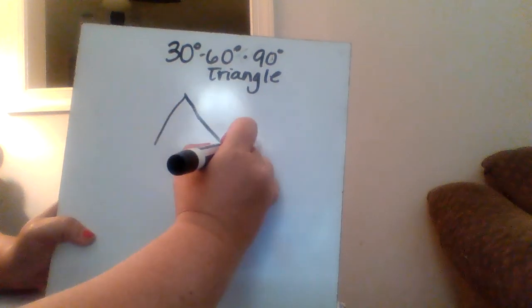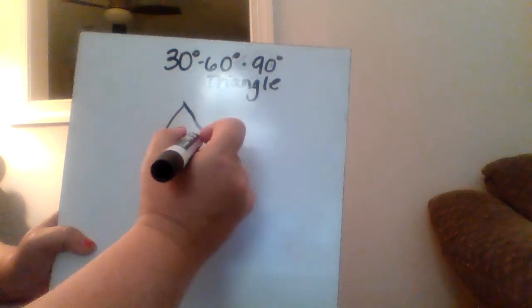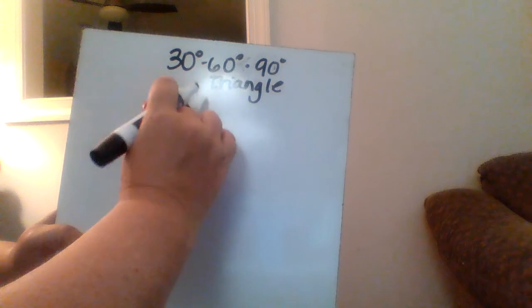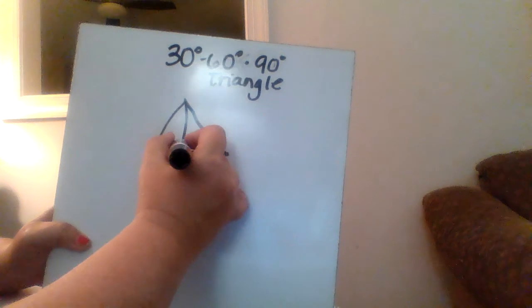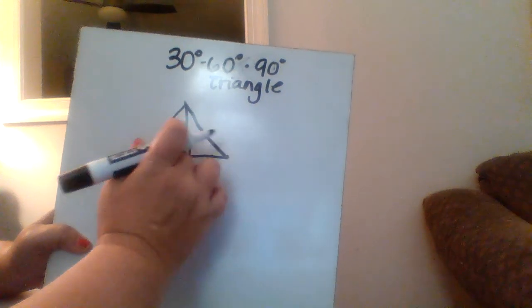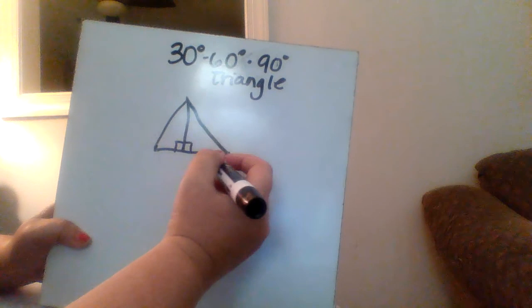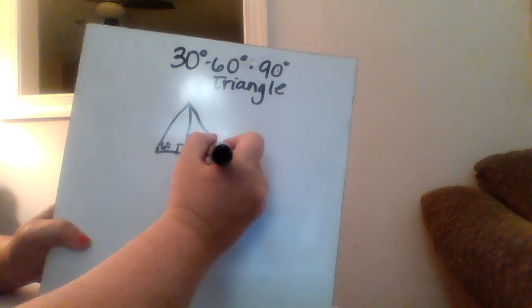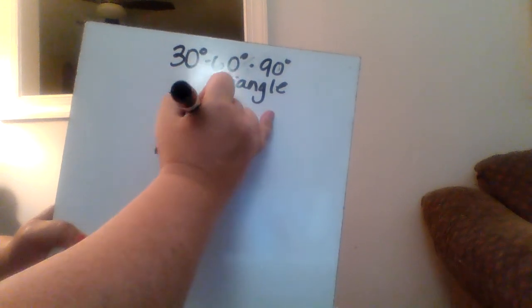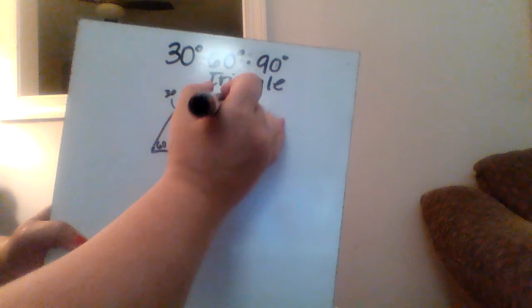I apologize again for my drawing. Okay, so this is an equilateral triangle, and we're just going to divide that in half. That's going to give us two 90-degree angles there. And it's going to give us a 60 here, a 60 on this one, and then a 30 here in this triangle, and a 30 in this triangle.